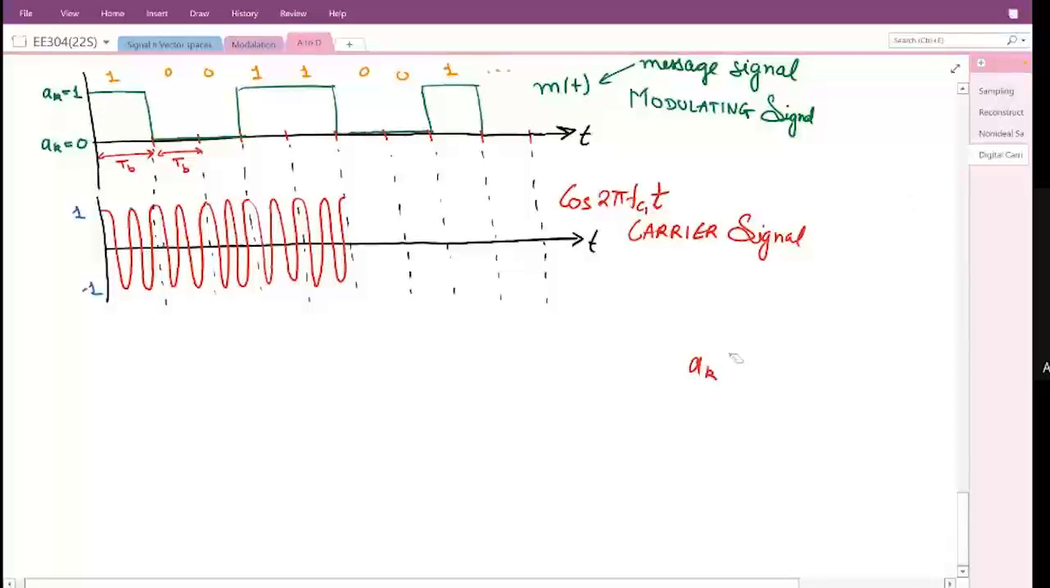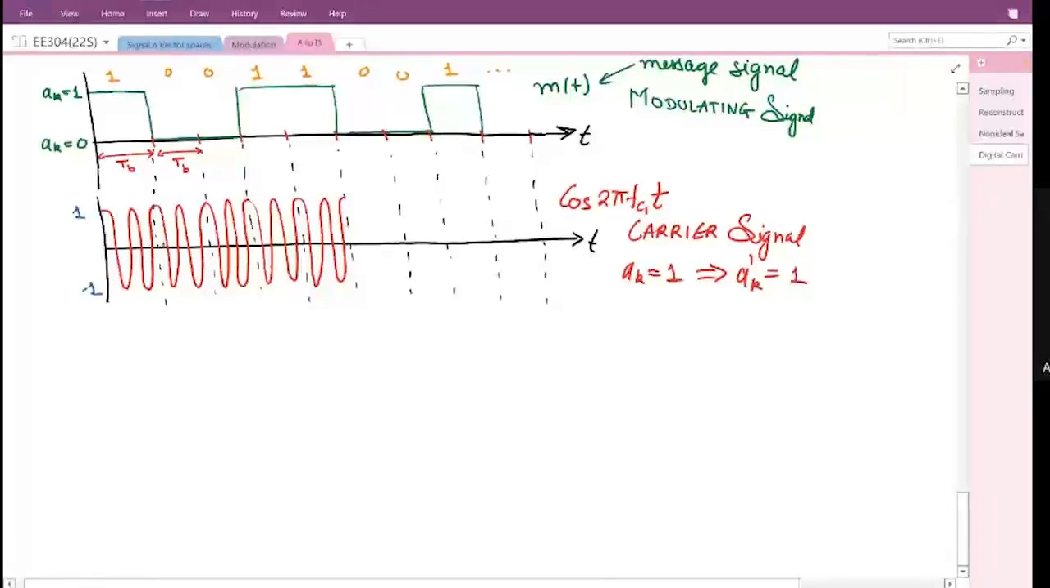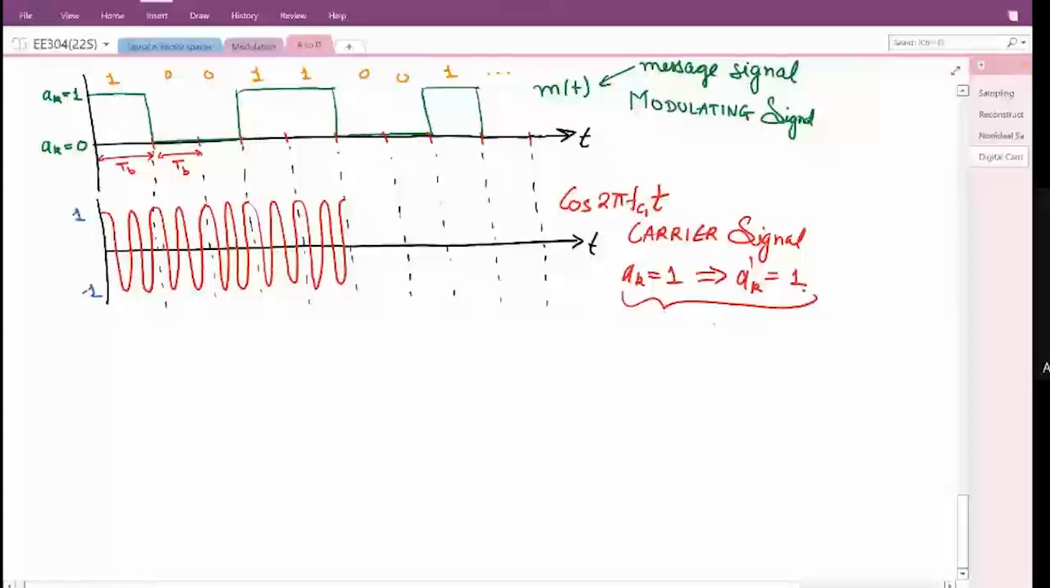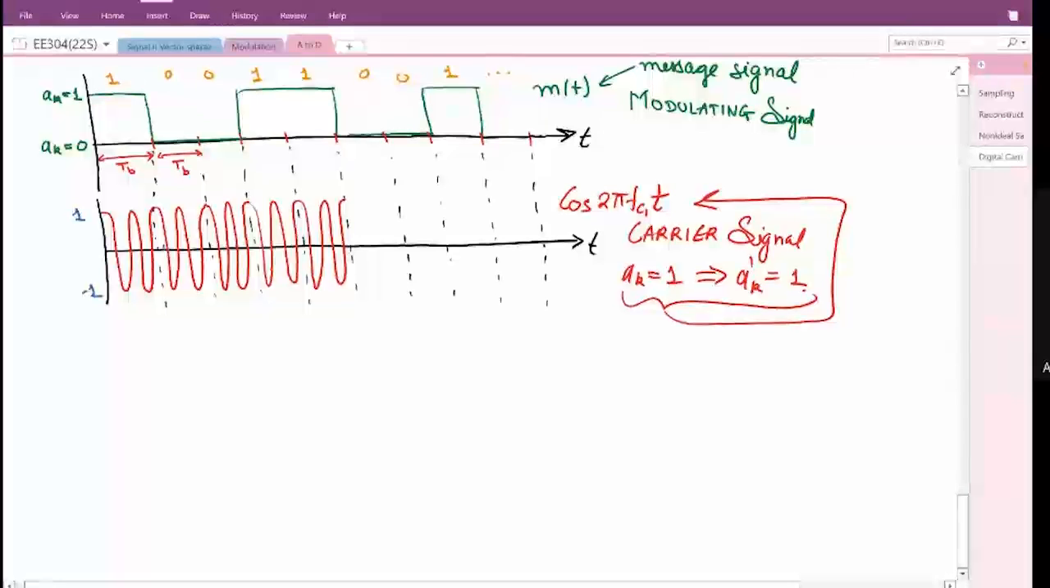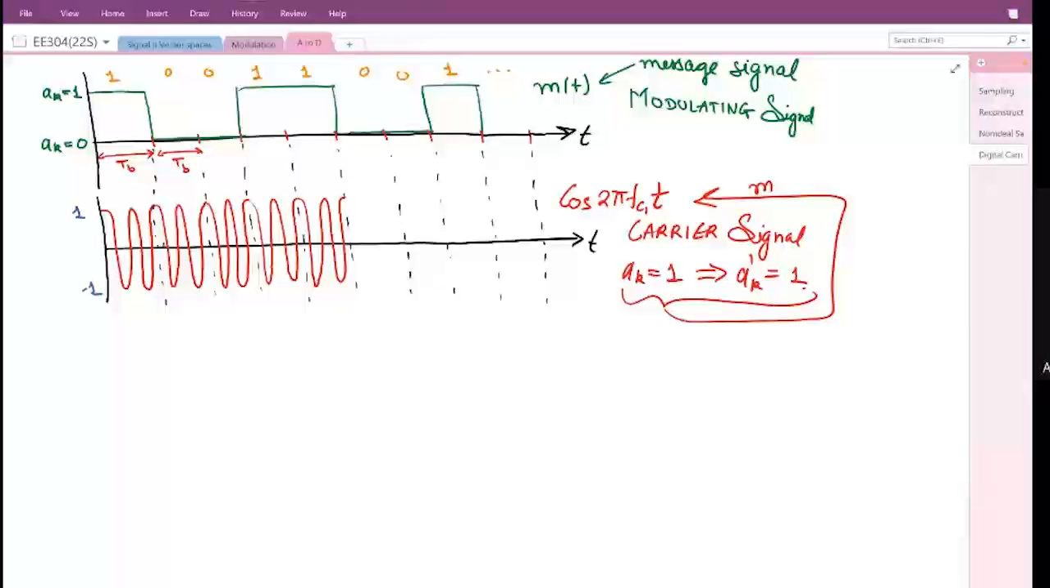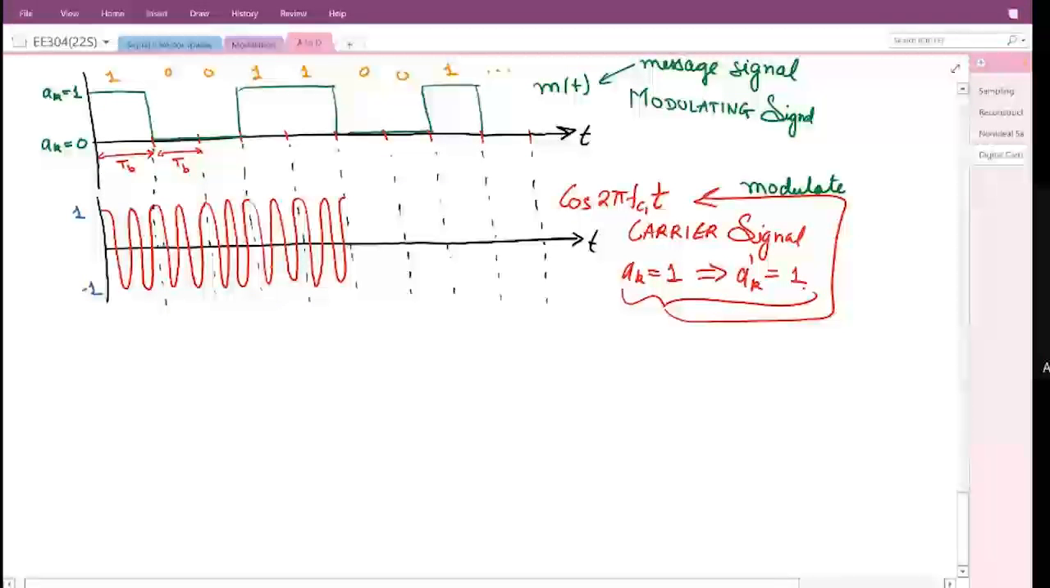So like this. We know that AK is equal to 1. This implies AK prime is also equal to 1. And in this case, we are going to modulate using this carrier FC1. Now, similarly, if I have to draw this for the FC2 case, we are short of time, let me just hurry up.